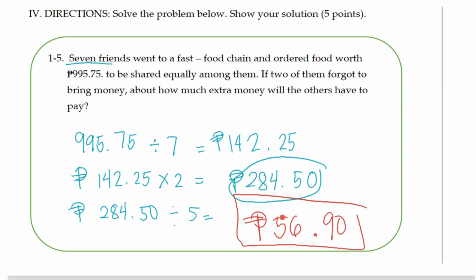And then, the total amount na babayaran na ngayon ng bawat magkakaibigan na 5 is, let's say, we have 142.25 plus 56.9. The answer is 199.15 pesos. Since ang tinatanong lang naman sa atin is magkano yung extra money, yung extra money na tinutukoy natin dito is yung idadagdag lang nila dito sa 142.25, which is 56.90 pesos.